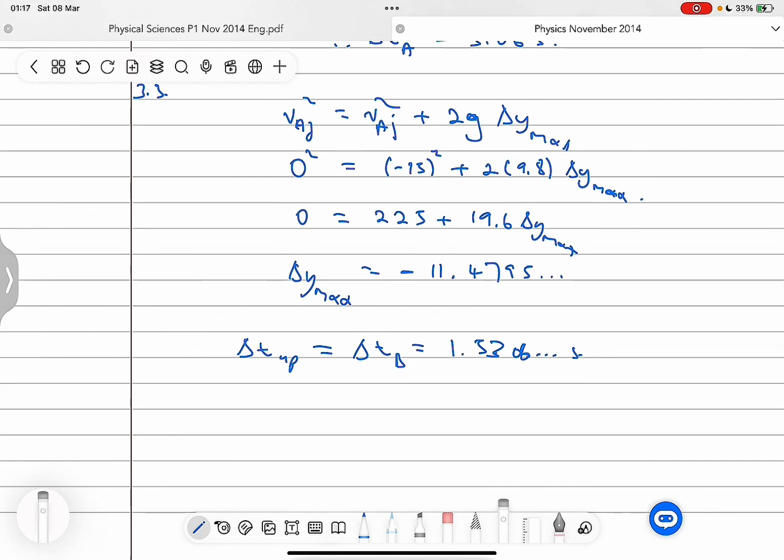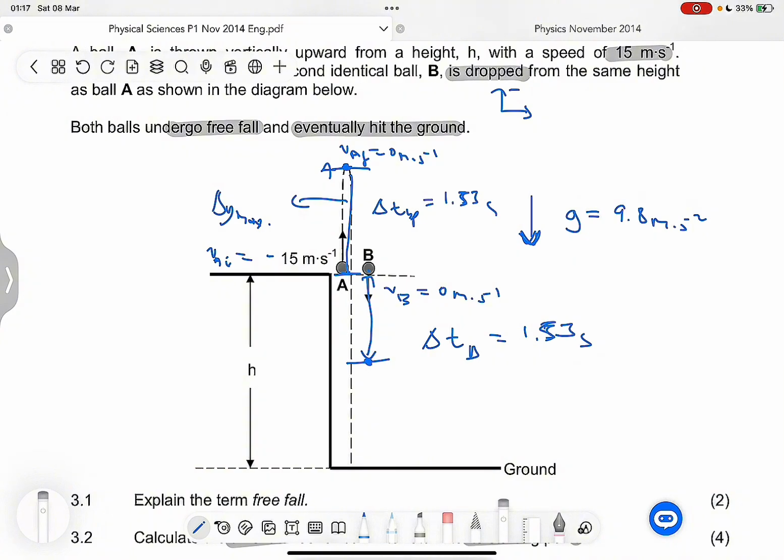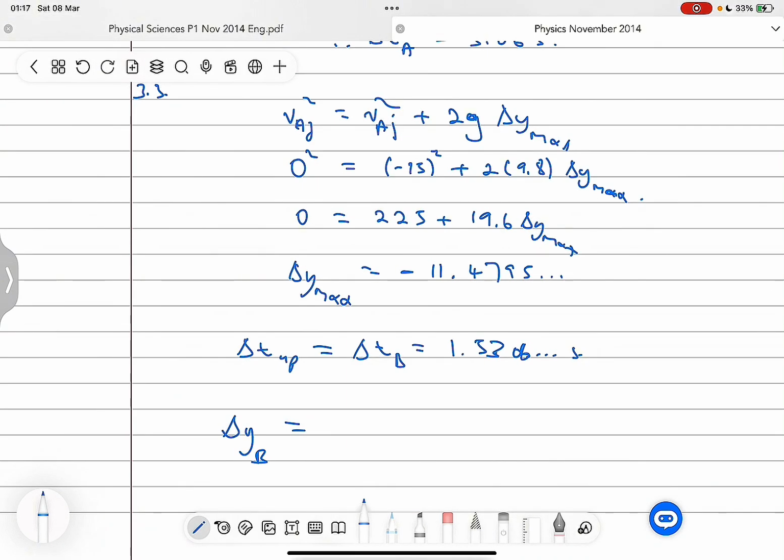That means we have three quantities, and that would suggest that we can use the equation change in y. I'm going to call it change in y B, to say it is the displacement of B, or the distance of B is this distance here. The change in y of B is equal to the initial velocity of B times the time that it takes for B to go down, then we have plus 1 over 2 the acceleration due to gravity, times that time it takes to go down squared.